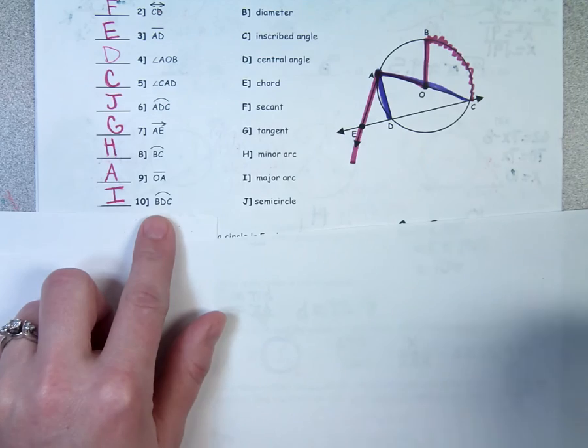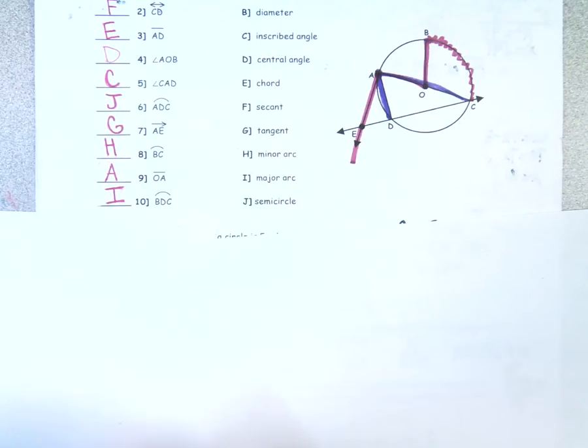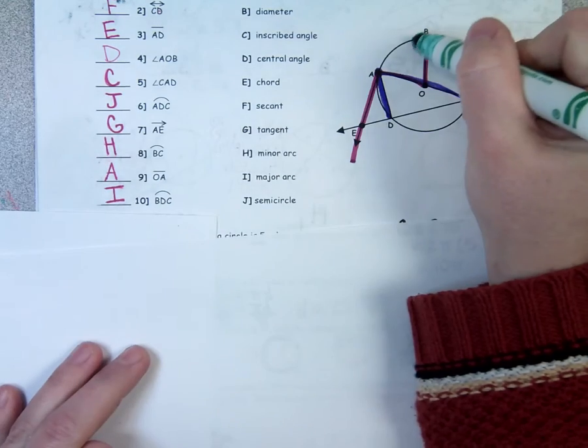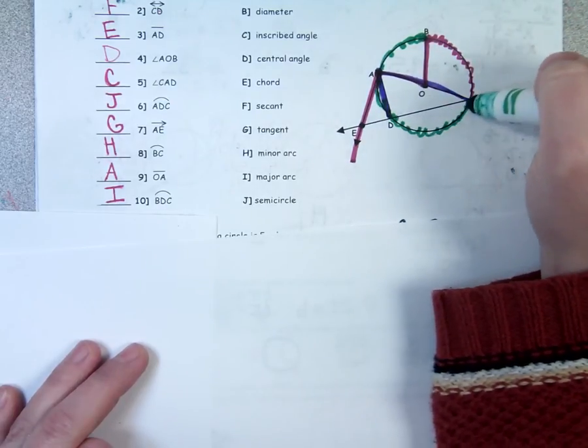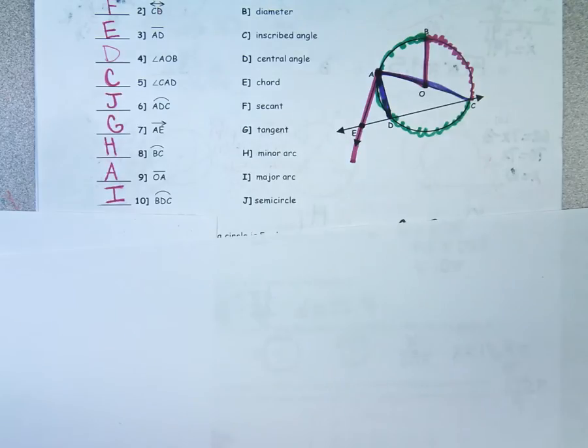And then number 10, arc BDC. So arc BDC is all the way from B to D, keep going, all the way to C. And that is a major arc because it's more than halfway around the circle. So there's a little vocabulary for you.